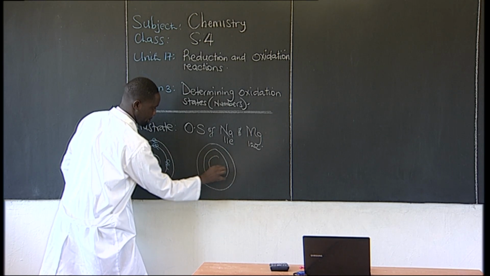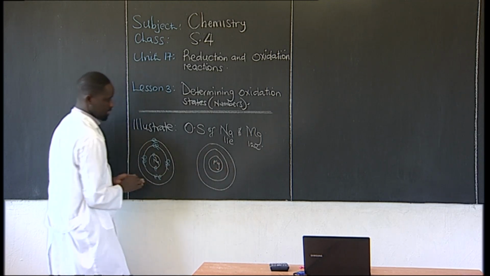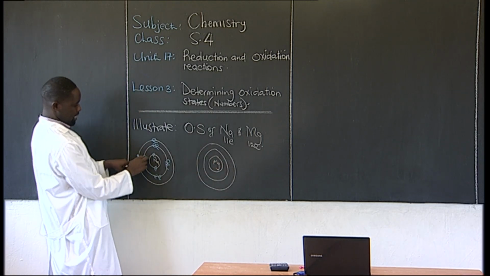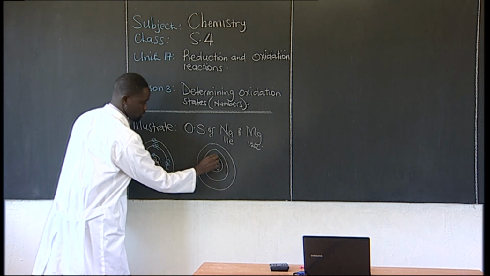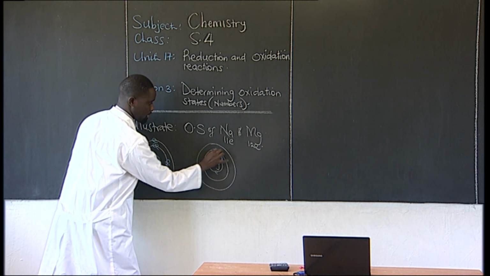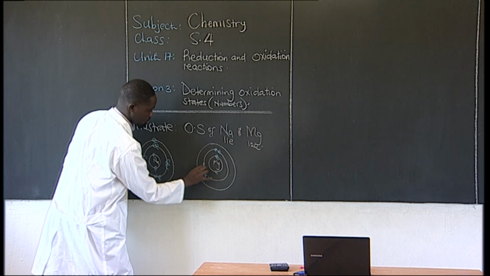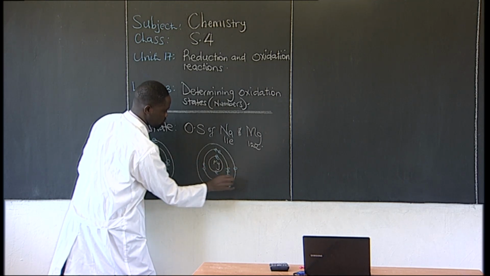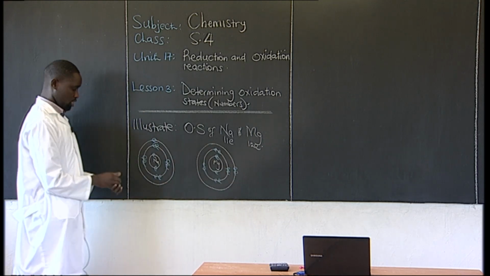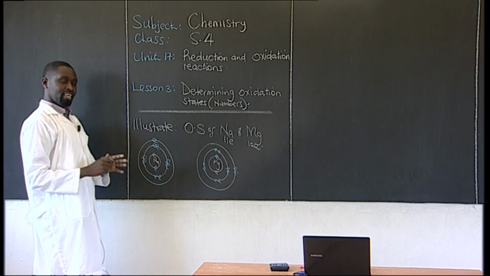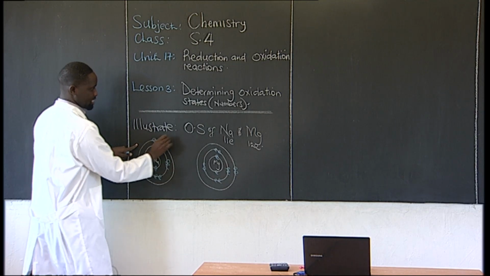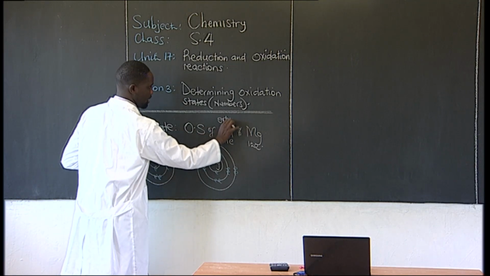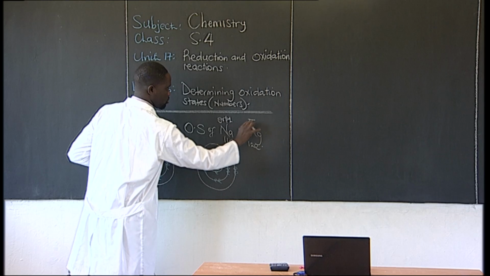Remember, these are the energy levels: 2 electrons, 8 electrons, and 2 electrons in the outermost shell. So by saying group 1, this is an example of a group 1 element. This is a group 2 element.